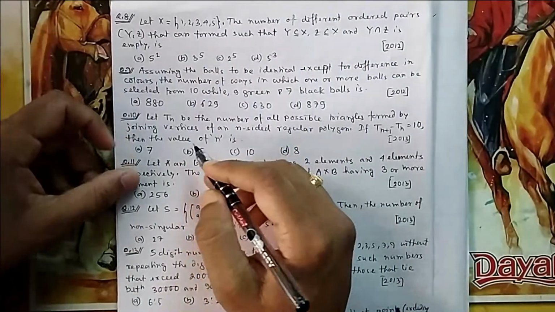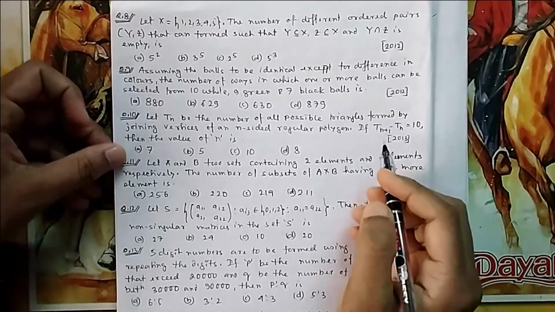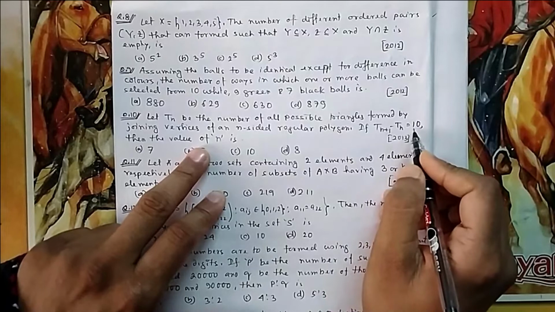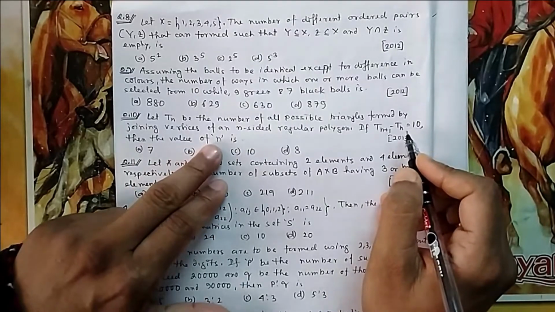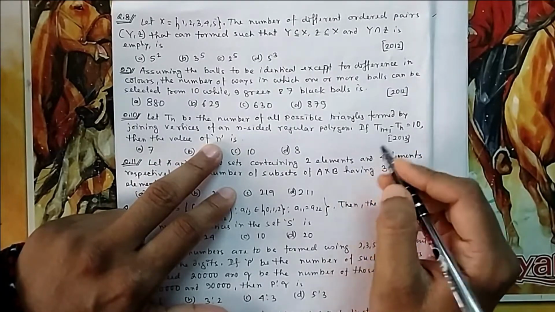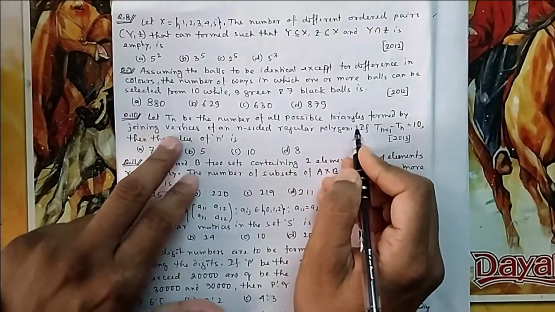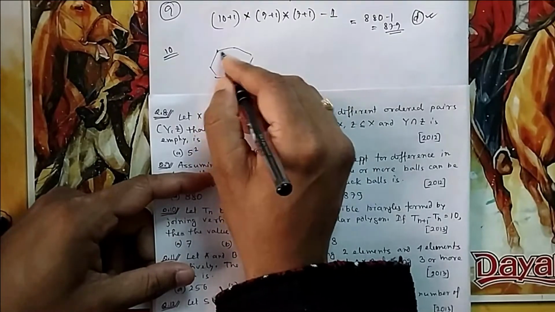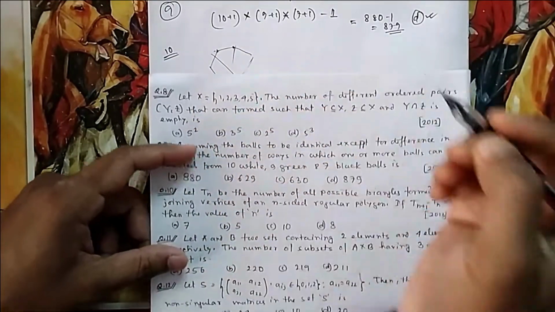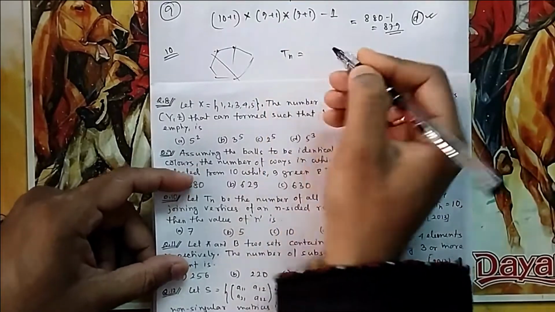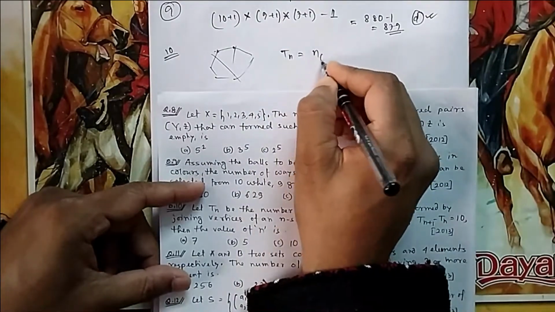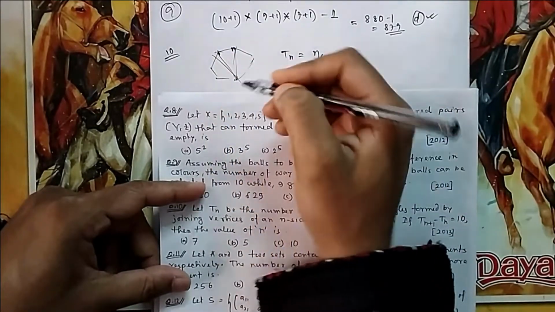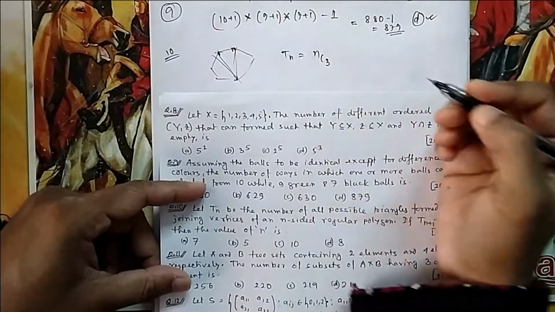Now if you come to question number 10, Tn is the number of all possible triangles formed by joining the vertices of an n-sided regular polygon. If Tn plus 1 minus Tn is given as 10, then the value of n is equal to? Now what is Tn? Tn is the number of all possible triangles joining the vertices of an n-sided regular polygon. If you take a regular polygon and choose any 3 vertices, then a triangle can be formed. An n-sided polygon has n vertices, so you choose any 3 vertices and a triangle will be formed. So it is nC3.